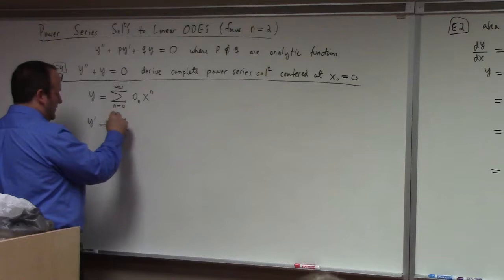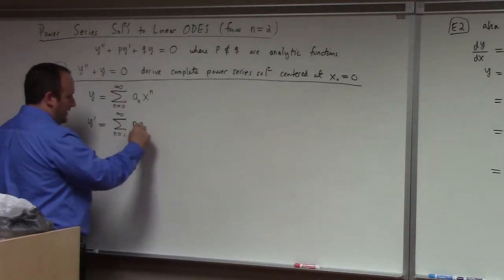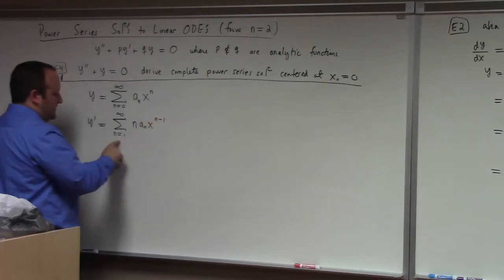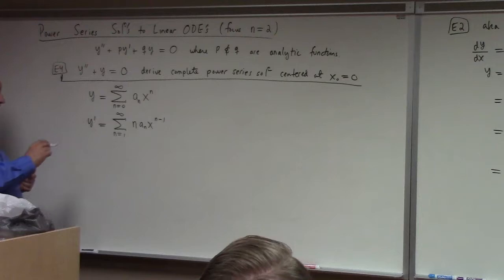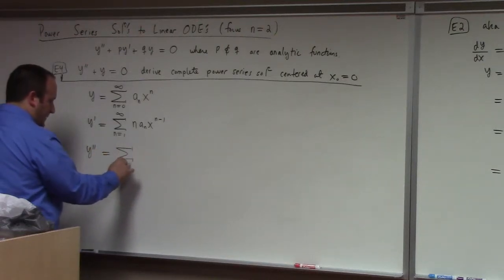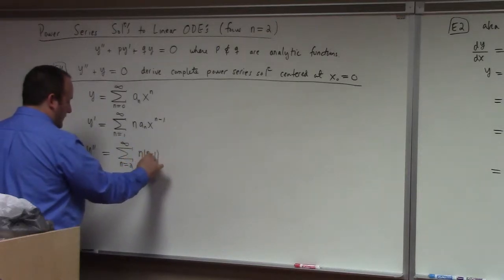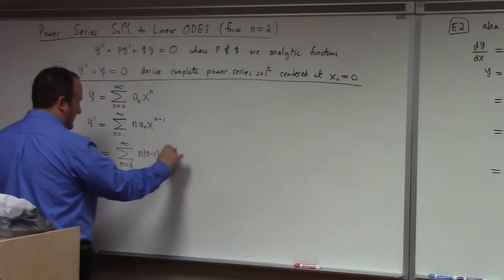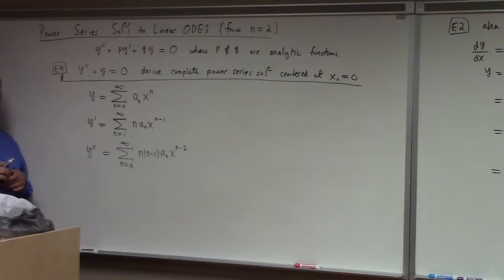n equals 1 to infinity. So the derivative is n, a sub n, x to the n minus 1. Notice that I rewrite the summation starting at 1 because the 0 term is just 0, right? So we can re-index starting at 1. And y prime prime is the sum from n equals 2 to infinity of n times n minus 1, a sub n, x to the n minus 2. Here I'm just differentiating term by term, right?